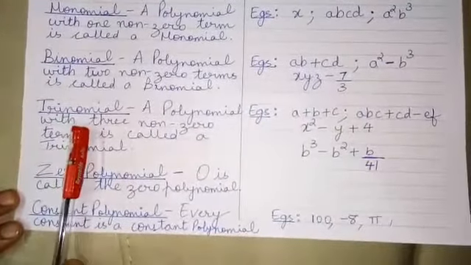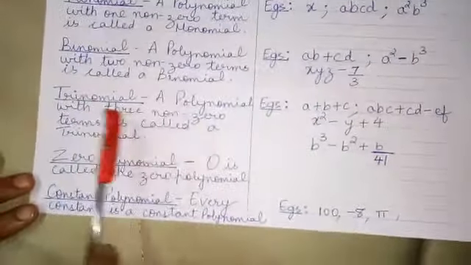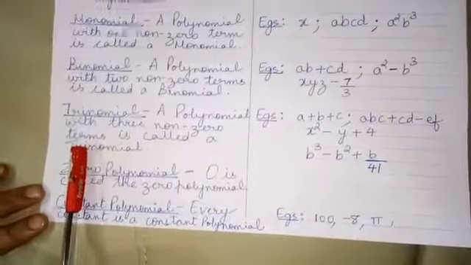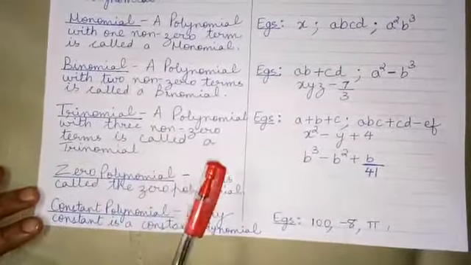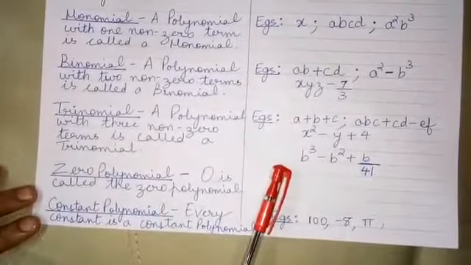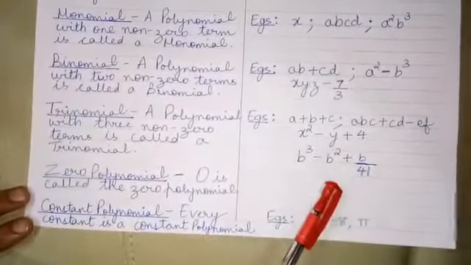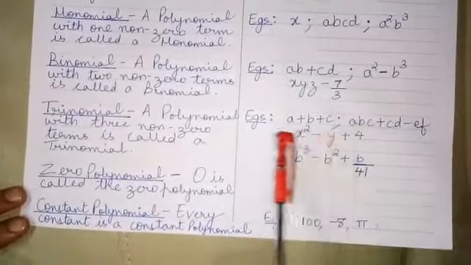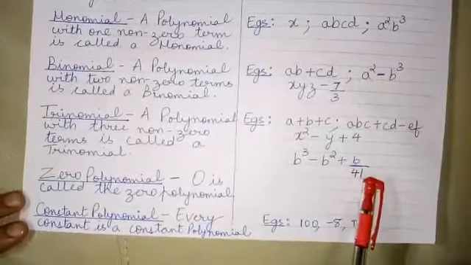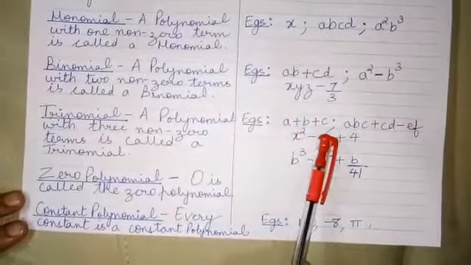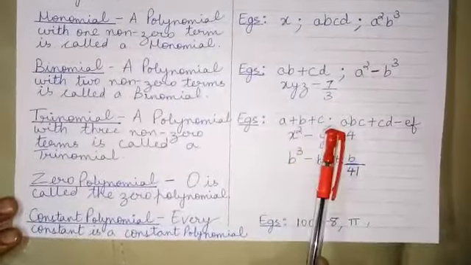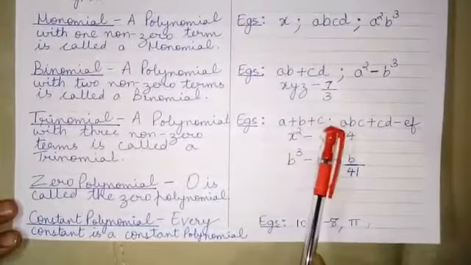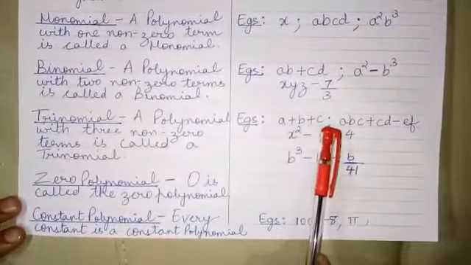What is a trinomial? A polynomial with three non-zero terms is called a trinomial. Non-zero again means no term must be a zero. See some examples of trinomials here. A plus B plus C. This is an algebraic expression. It is a polynomial having three terms and hence it's a trinomial.